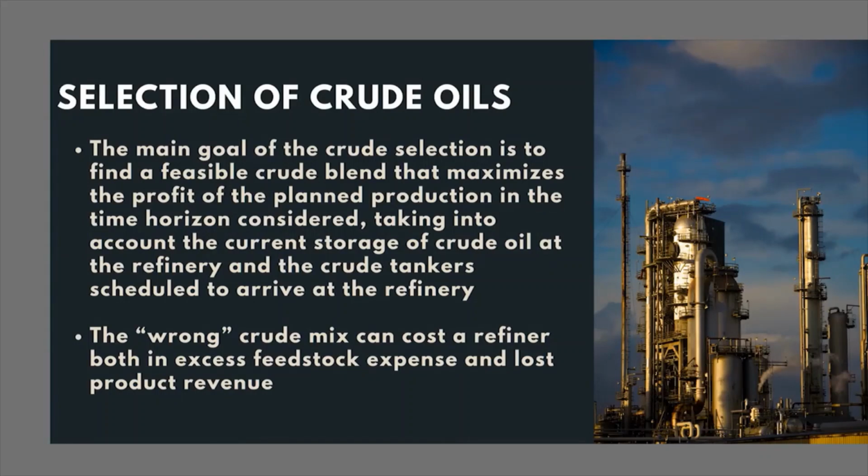A wrong crude mix can cost a refiner both in excess feedstock expense and lost production revenue. For example, take a refinery which can process medium to light crude oil, but suppose the refinery buys a parcel of very heavy crude oil, it can never be processed.